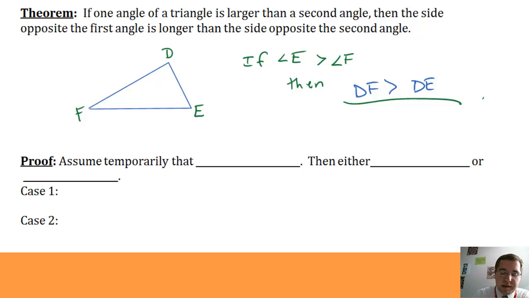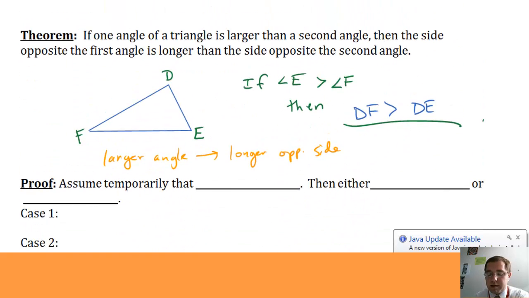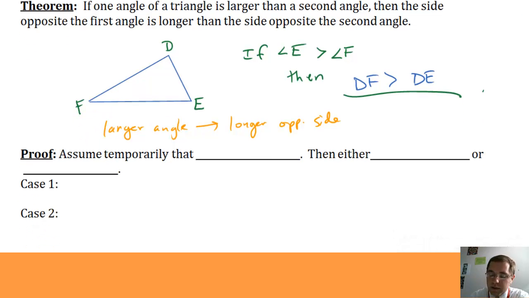If you want a shortened way to write this theorem, it's larger angle implies longer opposite side. We had longer side implies larger opposite angle. Now larger angle implies longer opposite side. And this theorem we're actually going to prove, and it is an example of an indirect proof that we learned about last time. So an indirect proof means we start with assuming the opposite of what we want to prove.